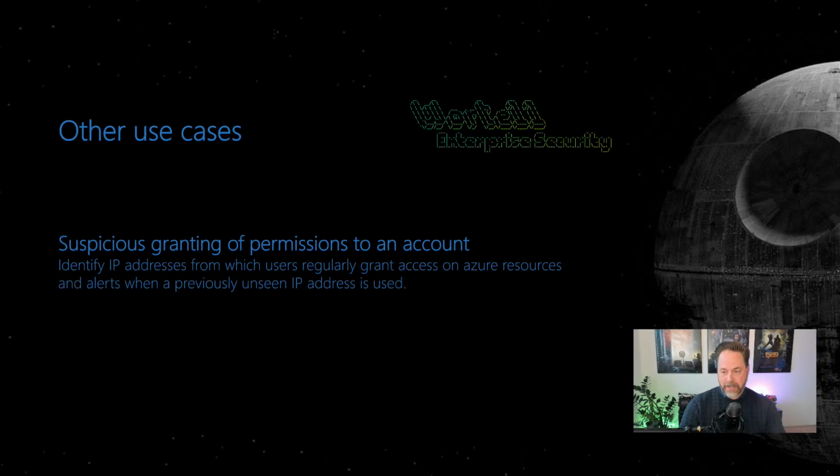Also with the suspicious granting of permissions on an account, look for things like global admins manually assigning users to resource groups, or in any way assigning users to resource groups where you might have the policy in place to do that through user groups instead, or look for IP addresses like here in this example.